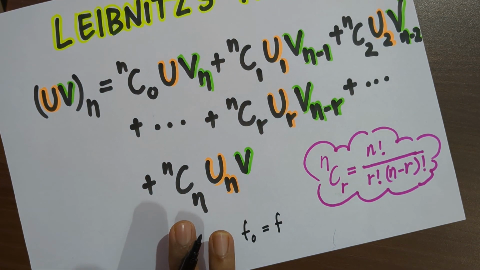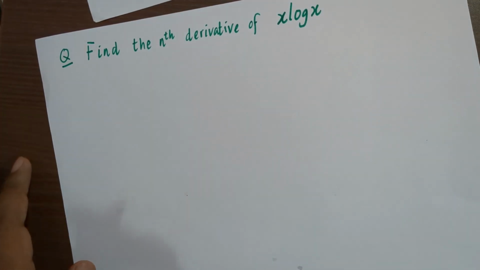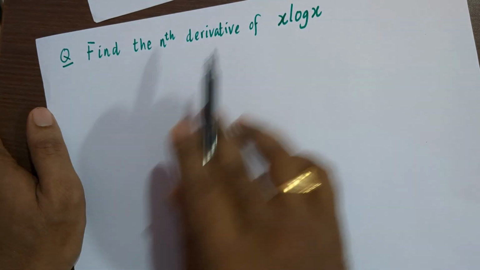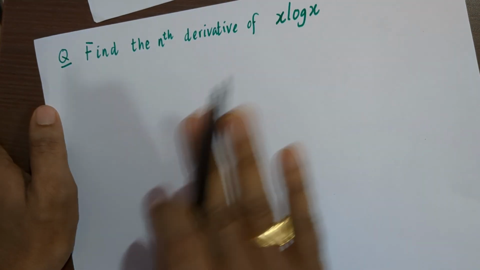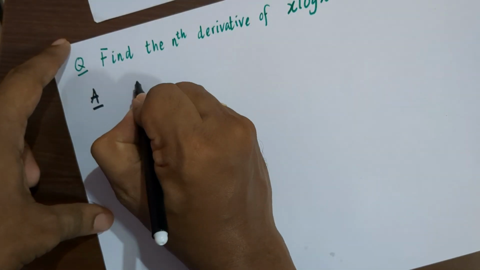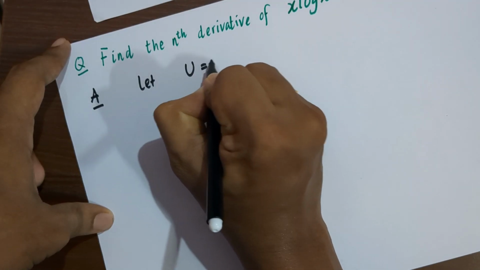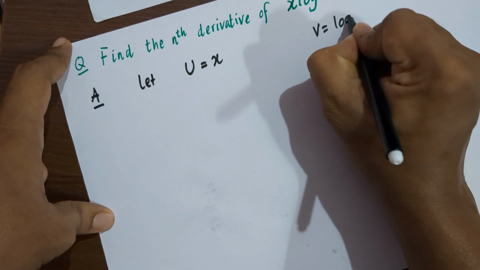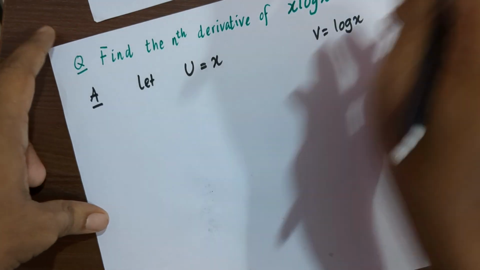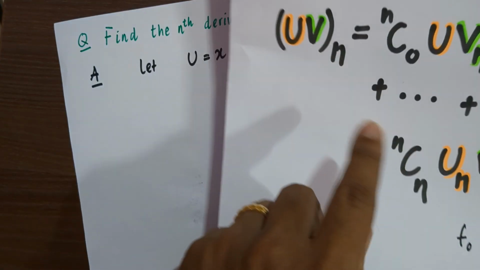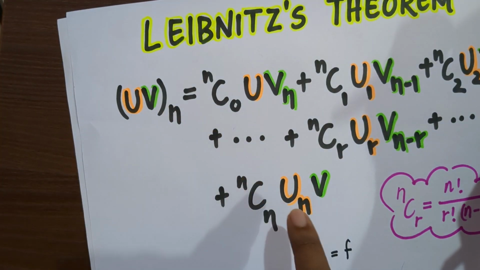Let's see the first question. Find the nth derivative of x log x. We have a product of two functions, x and log x, and we want to find its nth order derivative. We will apply the Leibniz theorem. So for the Leibniz theorem, let u be the first function x and v be log x. We have to find all derivatives of u up to its nth order derivative, and all derivatives of v up to its nth order derivative.